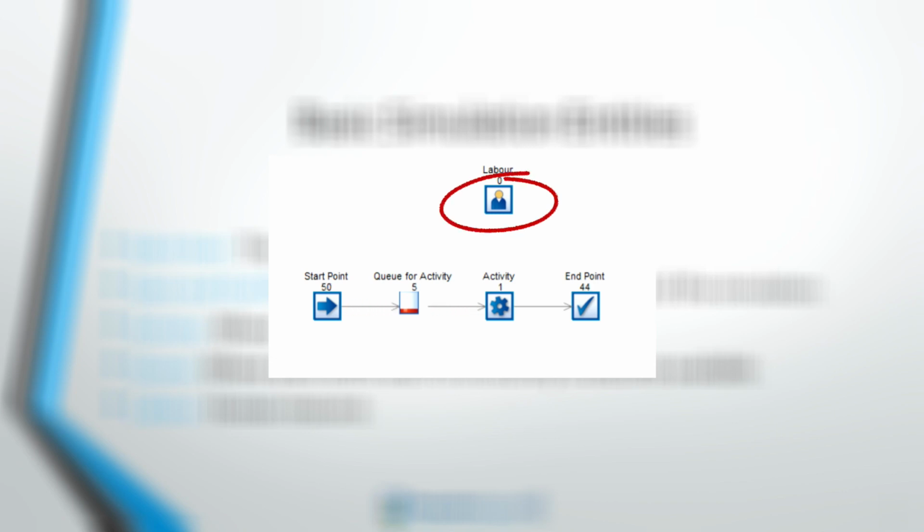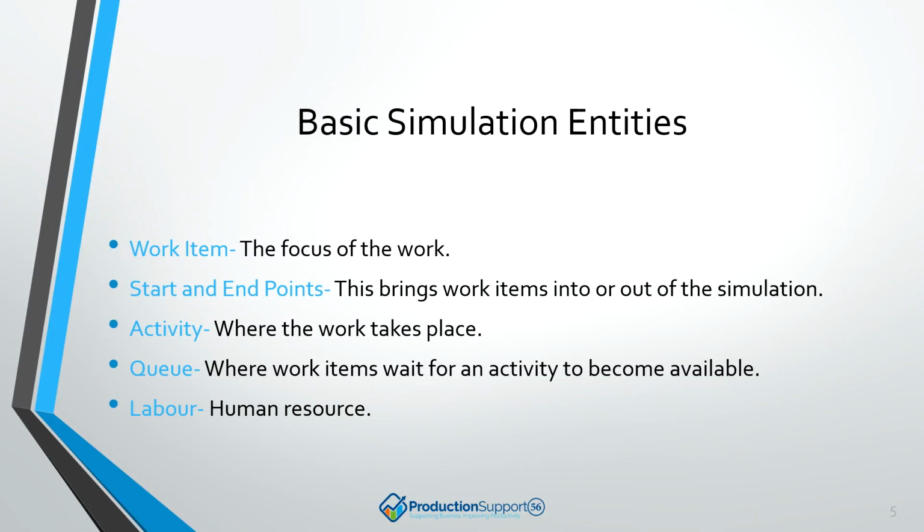Labour represents the human resources required to run a process. These are called off to carry out activities or transport work items. If labour is unavailable, it will cause a delay in the activity. Now let's take another look at the model.